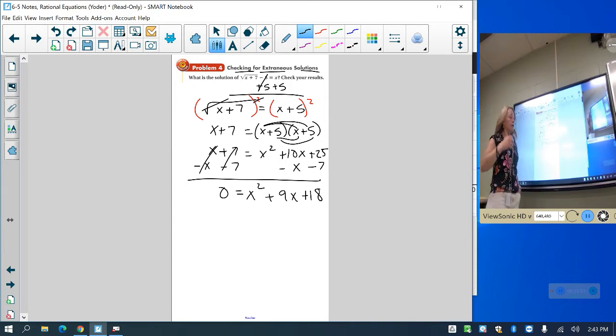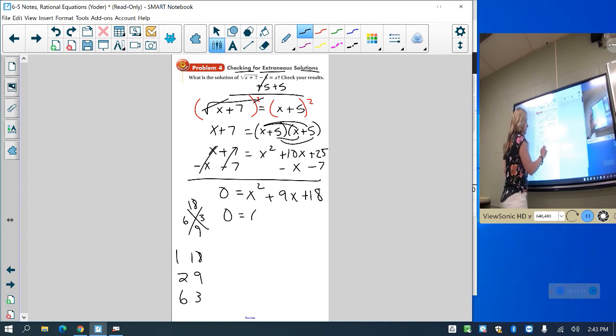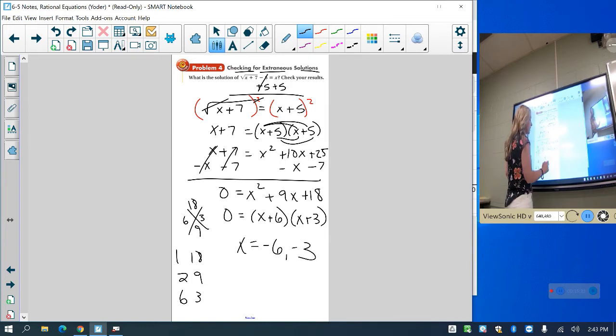So when you solve a quadratic like this, you can use a quadratic formula, you can graph it and find zeros, or you can factor. I know that this one can be factored because two numbers that multiply to 18, that add to 9: 1 and 18, 2 and 9, 6 and 3, or 3 and 6, or 6 and 3. So I have 0 equals x plus 6 and x plus 3. So what values for x would make this true? -6 and -3. Now we have to go ahead and check for extraneous solutions here so that we can make sure that we don't have one. Make sure both of those work.